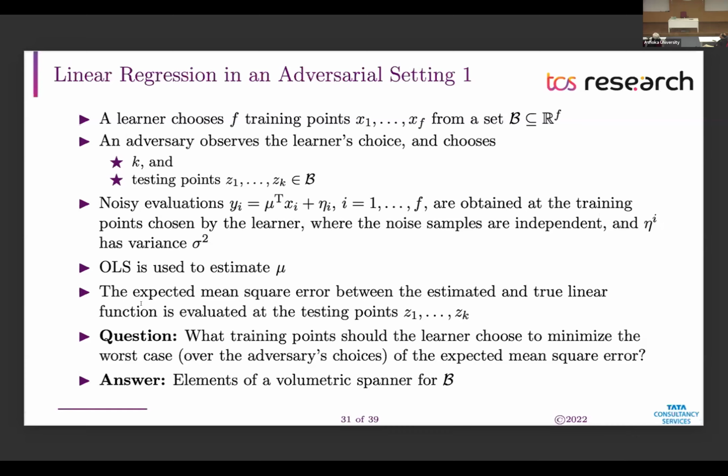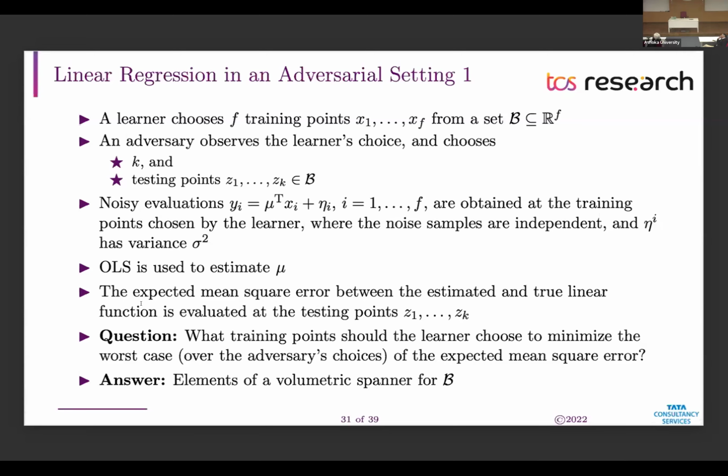Once these choices are made, the game proceeds by saying that at the points chosen by the learner, data will be generated. This mu is unknown to both the parties. So you generate mu transpose xi, but you corrupt it with noise. The noise has a variance sigma square, which is known to both the parties, and the noise samples are independent. You generate this data, and then you use ordinary least squares to estimate mu. Having estimated this mu hat, you calculate the expected mean square error between the estimated and the true function at these points.